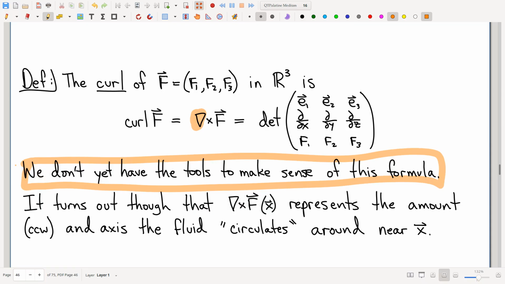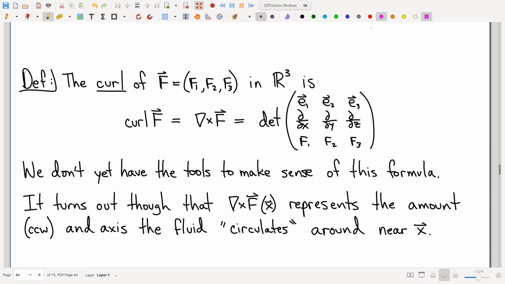So anyway, here's the claim. The claim is that if you take the del operator and a vector field, and if you take their cross product, remember how we do cross products. We take a symbolic determinant where we put the standard basis vectors along the top. Right, this is how we do cross products.